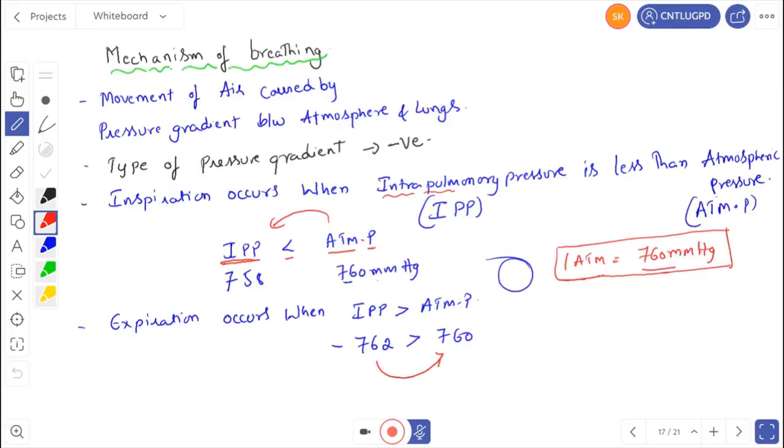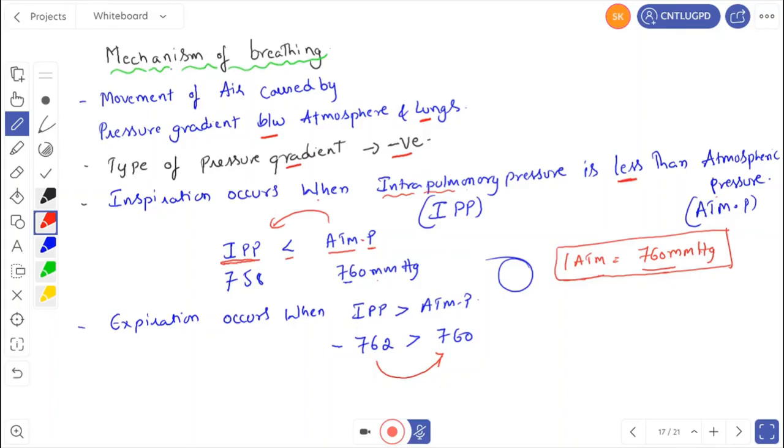Let us go for the mechanism of breathing. Movement of air is caused by a pressure gradient between the atmosphere and lungs. Remember that. Air moves in and out of lungs depending upon the pressure. Always the pressure gradient should be negative, then only the air can move. So when does inspiration occur? When does expiration occur? Inspiration occurs when intrapulmonary pressure is less than atmospheric pressure.